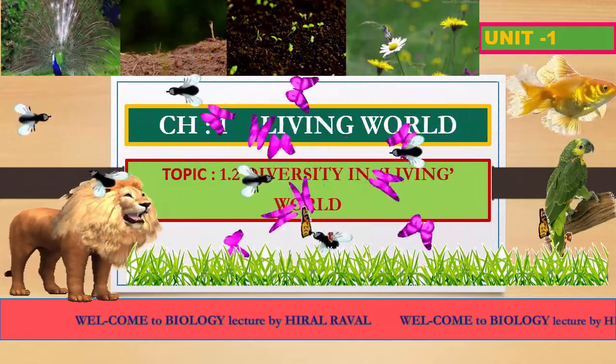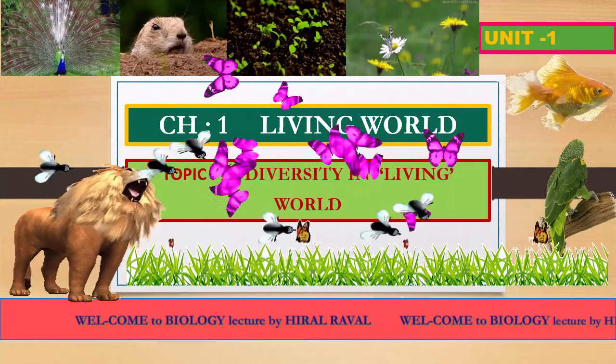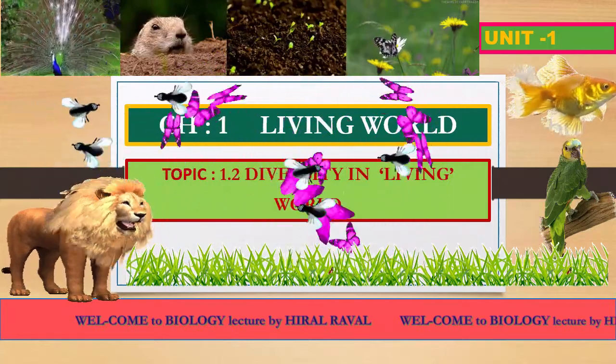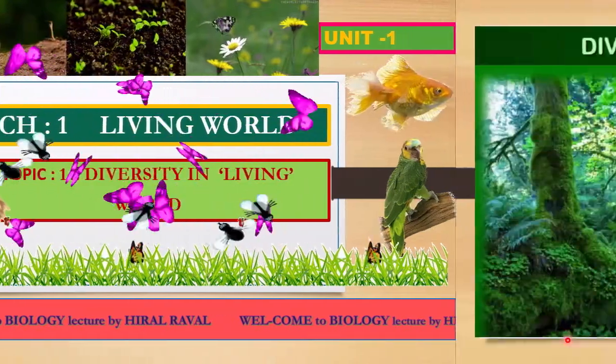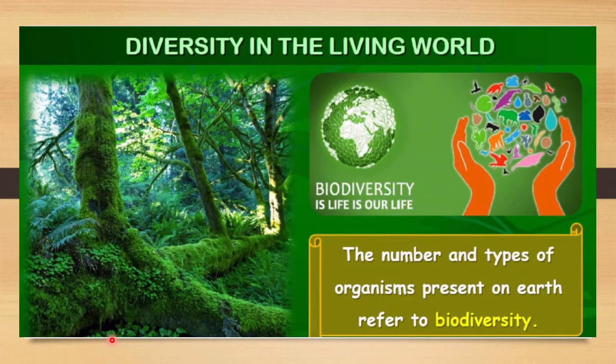Hello students, today we are going to discuss the second topic of this chapter, and that is diversity in the living world. So first of all, let me see what diversity is. If we define it, the number and the types of organisms present on the earth is referred to as biodiversity. So this is the definition.